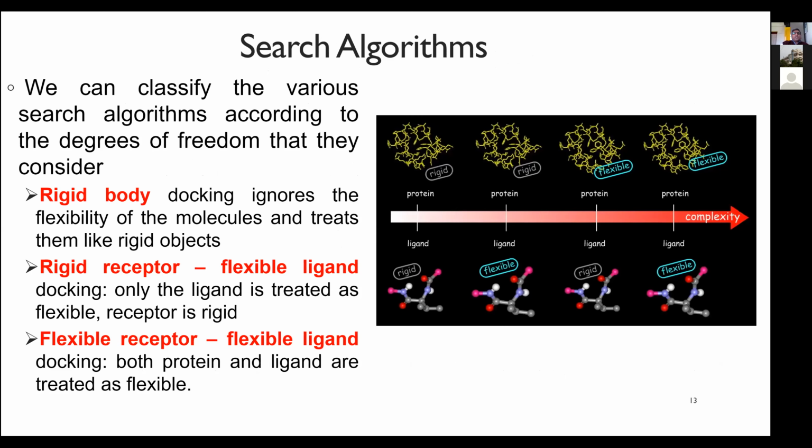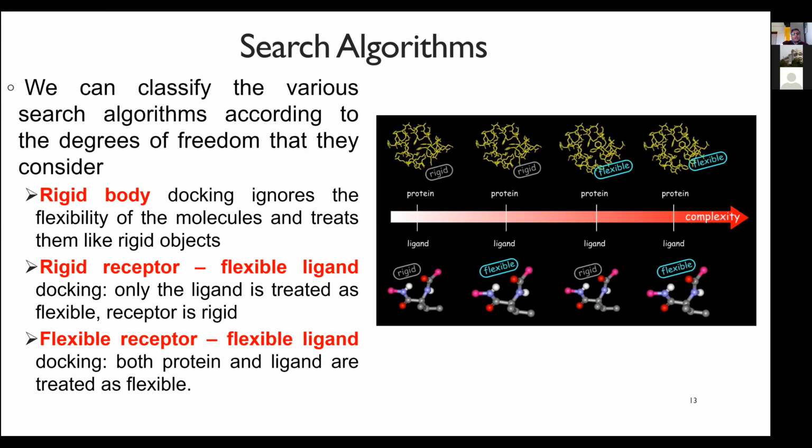Now, there are various search algorithms, and they can be classified according to the degrees of freedom. I told you that there are 3 degrees of freedom: translational, rotational, and conformational. So based on this, it can be classified into 3 types. One is rigid body docking process. Rigid body docking ignores the flexibility of molecules, which means that it will not consider the conformational space or conformational degrees of freedom. It only considers translational and rotational, which means that it treats both protein and ligand as a rigid structure.